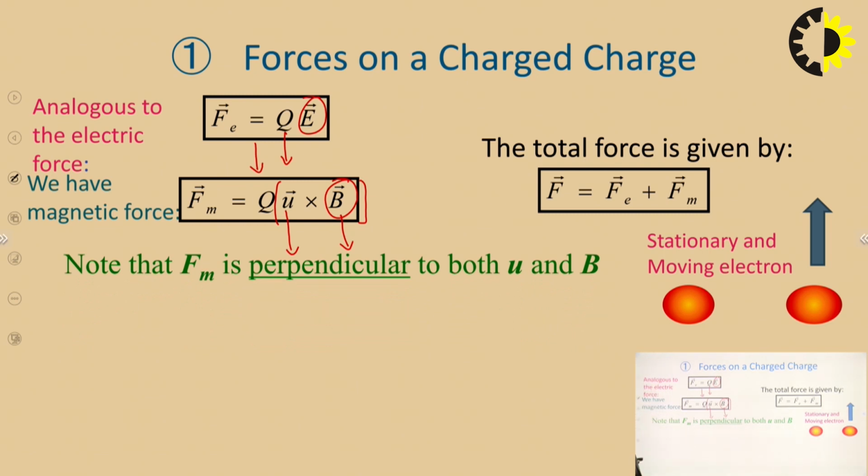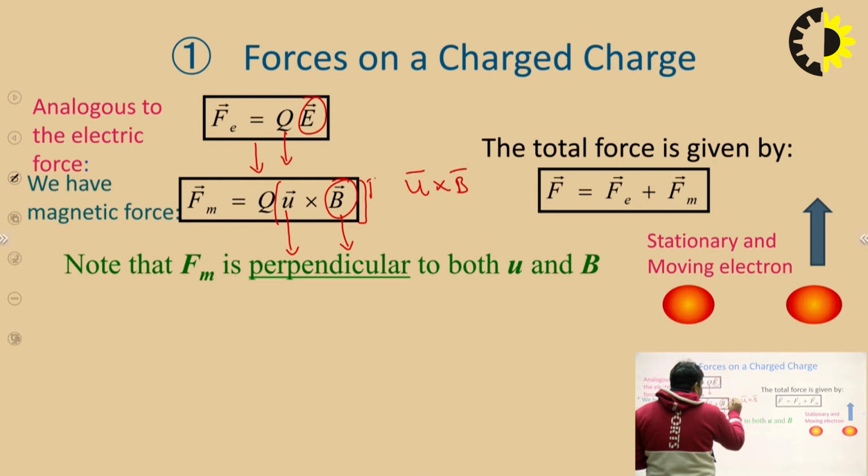Fm is perpendicular to u and B, because of u cross B. We know the meaning of u cross B. Fm is equal to Q into u cross B. What is the meaning of that? For the force, the magnitude is u cross B, and the direction is perpendicular to u and B.